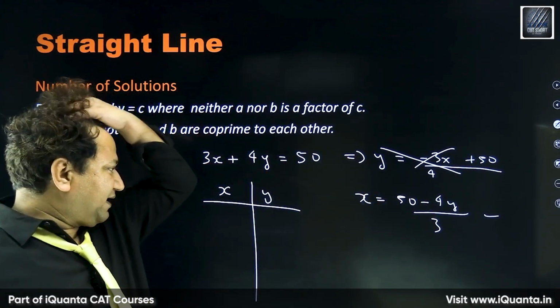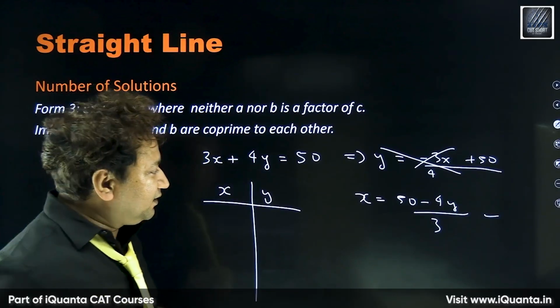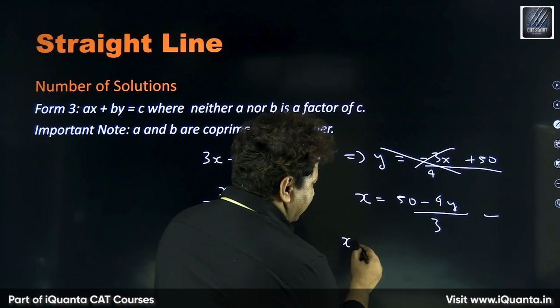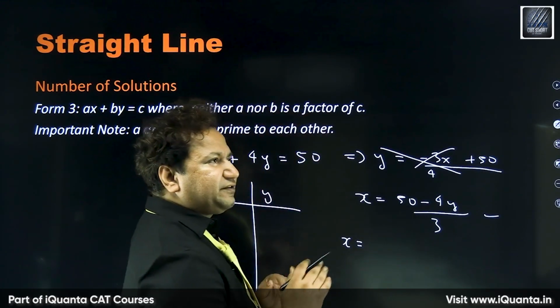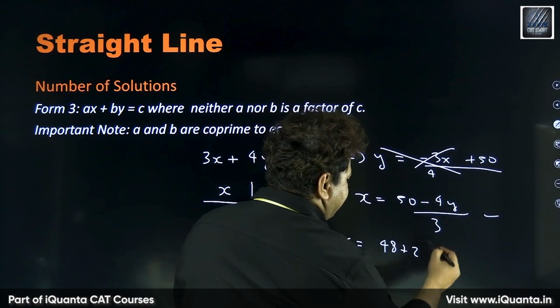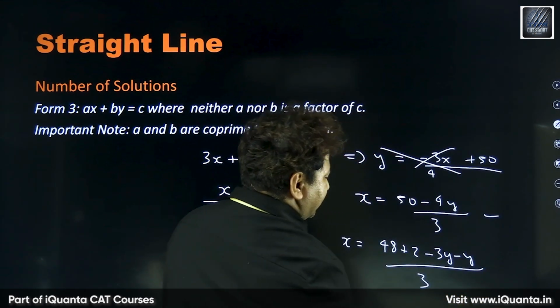So I need to put a value of y in such a way, an integral value, that x also becomes an integer. How to do that? So I will try to find the modulus. I'll see 50 divided by 3. So 3 16s are 48. I write it as 48 plus 2 and minus 4y as minus 3y minus y. You know what happened here?